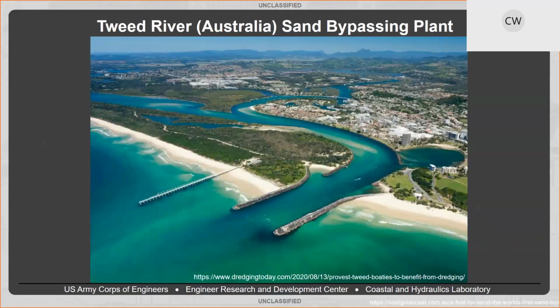Tweed River is sort of nearby Nerang. Both of them are south of Brisbane, Australia. And this is Nerang's sort of baby brother, built a few years after it. Next slide.